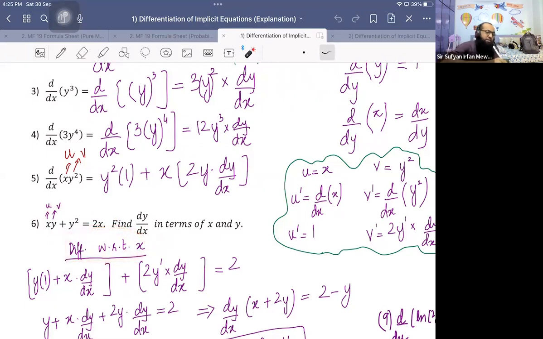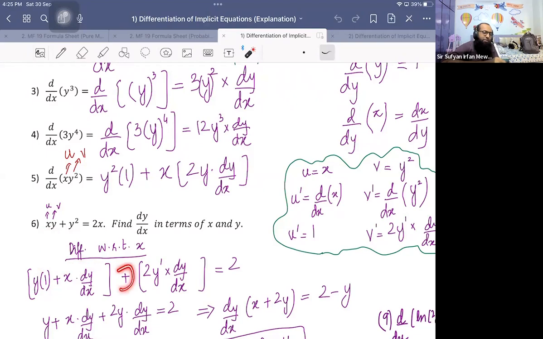Okay, so let's start. Let's differentiate xy with respect to x. Because this is a product, we are going to apply the product rule: vu prime plus uv prime. So vu prime, the v will come over here, which is y. U prime, the differentiation of x, is 1. Then plus uv prime, so u is x. Then v prime, the differentiation of y, is dy by dx, because y cannot be differentiated directly with respect to x.